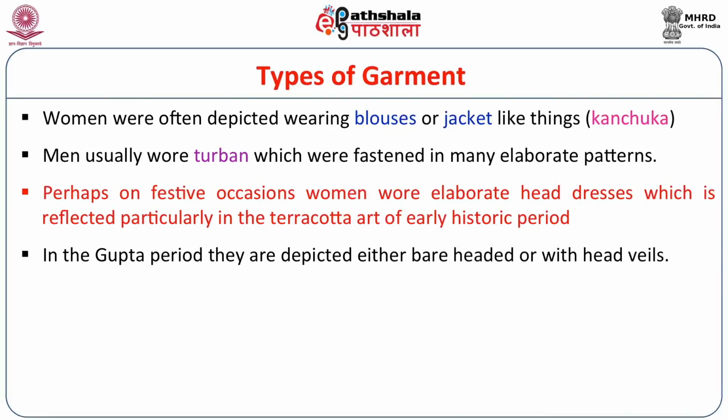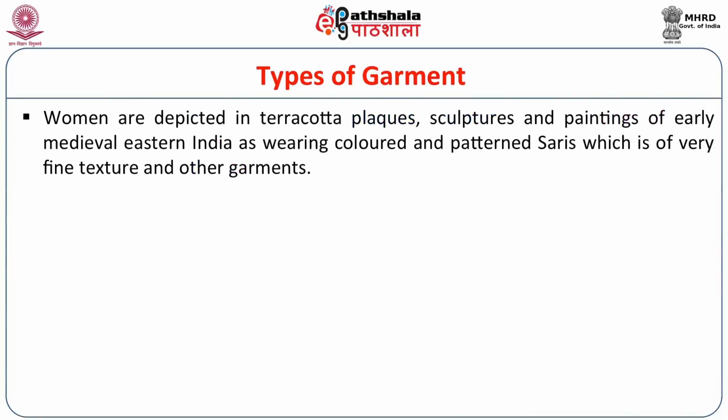In the Gupta period, they are depicted either bareheaded or with head veils. In the terracotta plaques, sculptures and paintings of early medieval Eastern India, we find that colored patterns of saris and very fine texture could be seen. When you look at a sculptural piece, the motifs come very quickly and it becomes very evident, and the drapery is completely diaphanous, so that you can see the body, which means it's a very fine cloth.